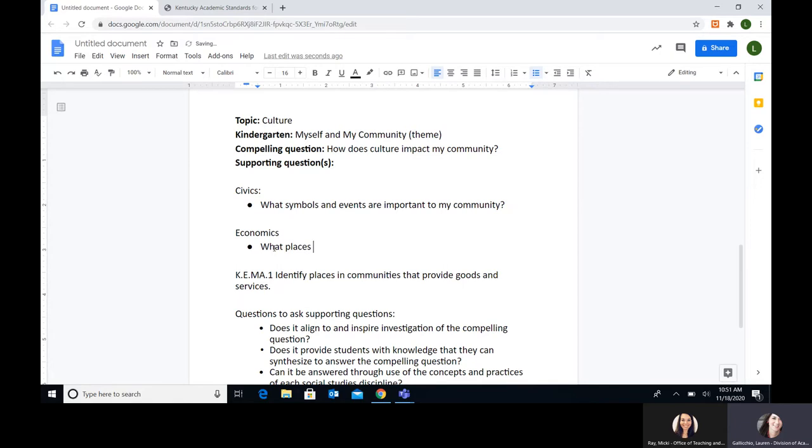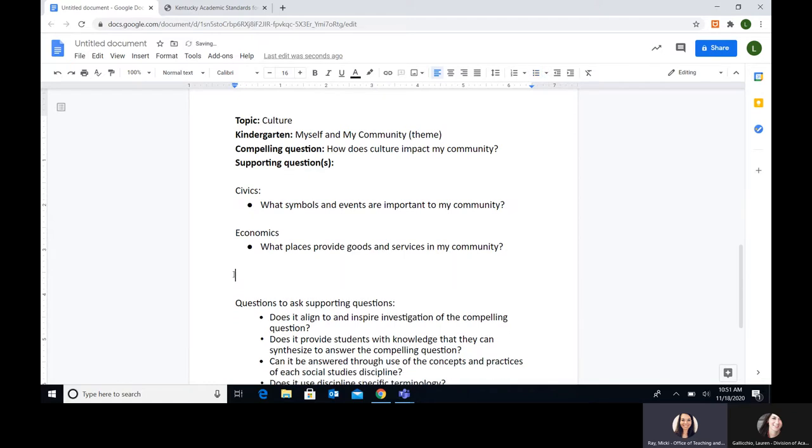What places provide goods and services? What do we think? My only question about that is, is that aligned to the compelling question? Well, I think so. Again, they will have multiple things that they're brainstorming in relation to that. But when they get to the compelling question, they would want to be supported, scaffolded by the teacher to make connections between, well, you have all of these, which ones are most important in characterizing our community? Obviously you wouldn't use that terminology with a kindergartner, but which places allow them to see what makes up our community.